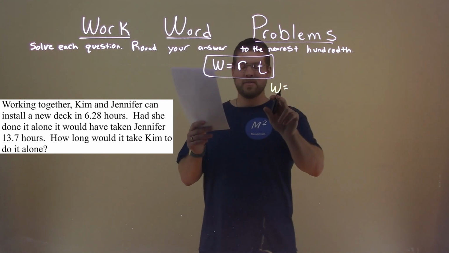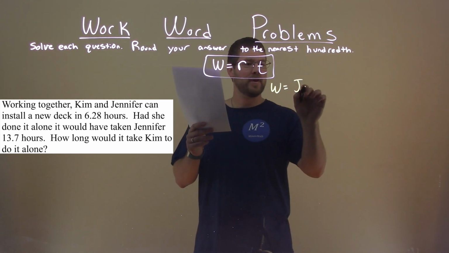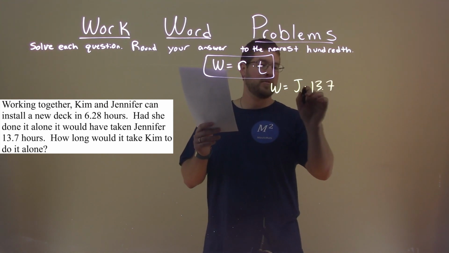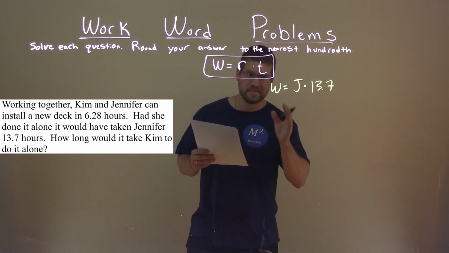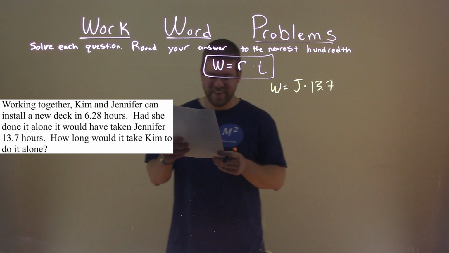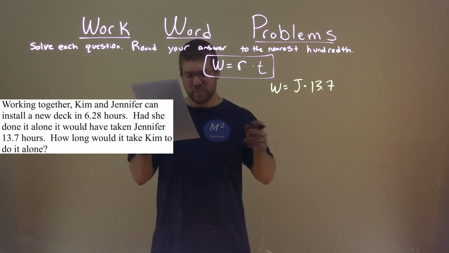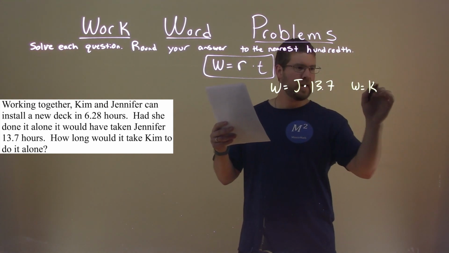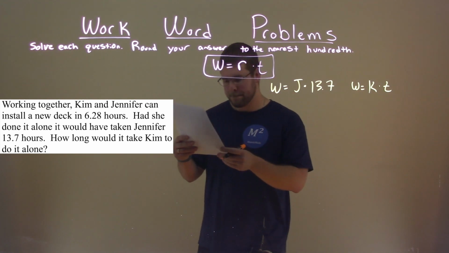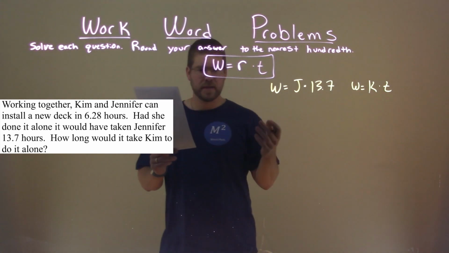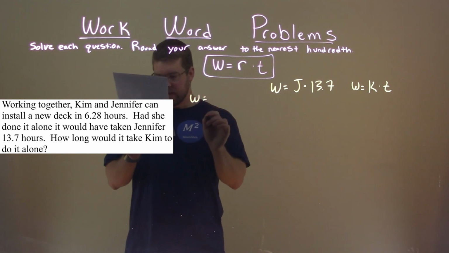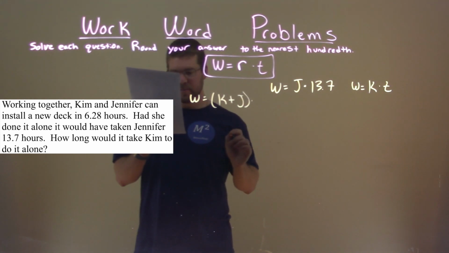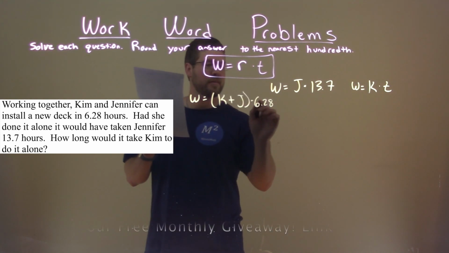Having done it myself, the work done by Jennifer, so work equals Jennifer's rate times 13.7 hours. So it only took her 13.7 hours to install a whole deck. Again, don't trust that. Unless you're really, really fast, I guess. We don't know Kim's though. So Kim, work done of installing the deck is Kim's rate times Kim's time. But what we do know is when they worked together. So the work done of installing the deck is Kim's rate plus Jennifer's rate times a time of 6.28 hours.